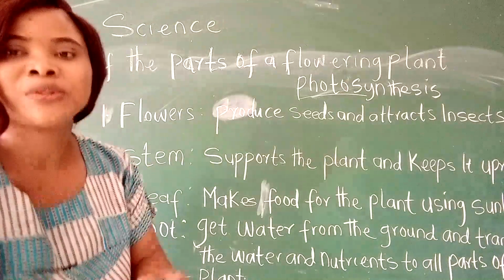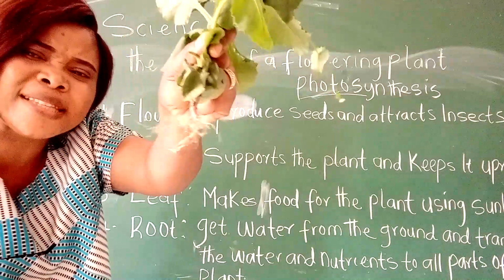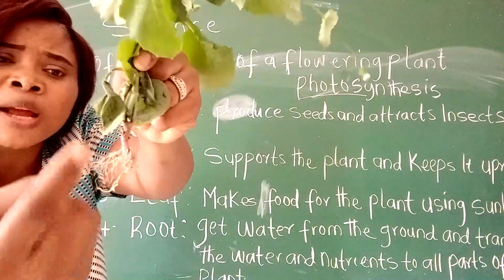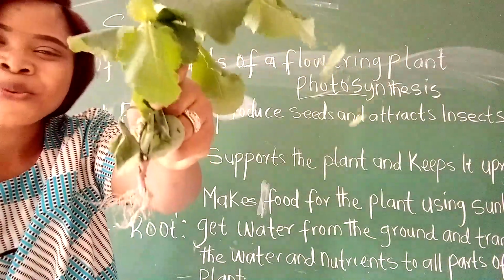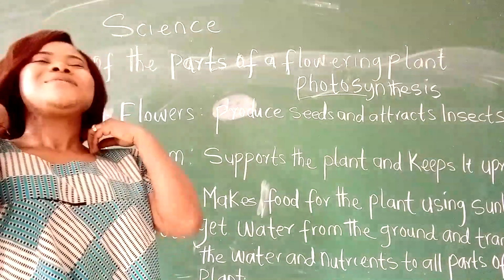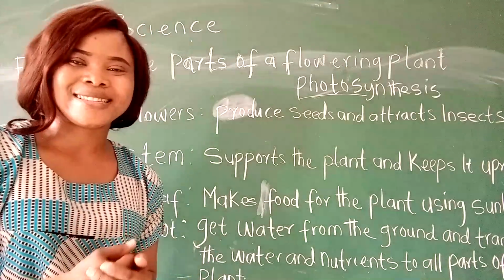So look at this root here. You see the big part? This big part will go deep down. All plants have different sizes of roots, and other smaller ones will help to transport the water and the nutrients. So thank you so much. I enjoy your presence and your listening ears.